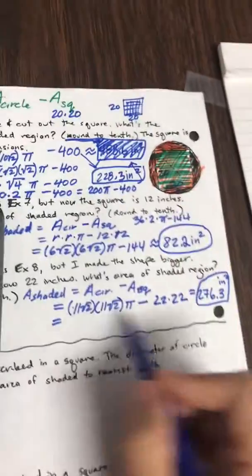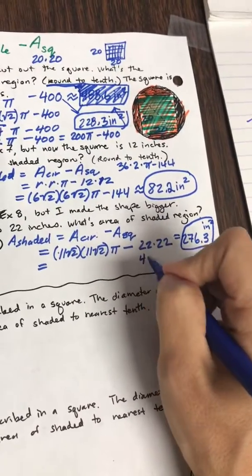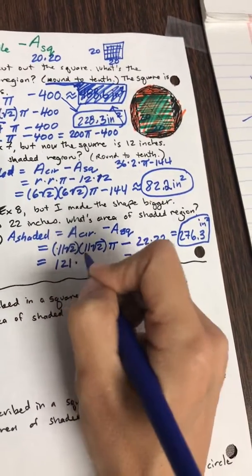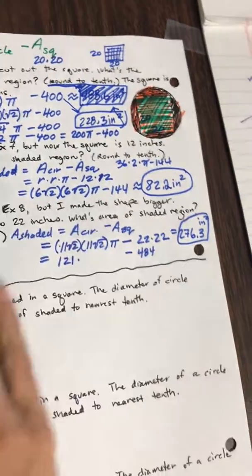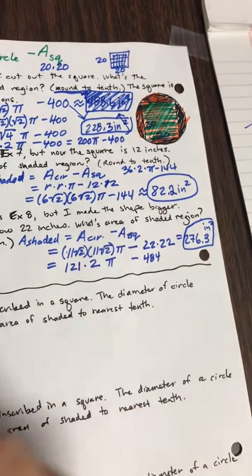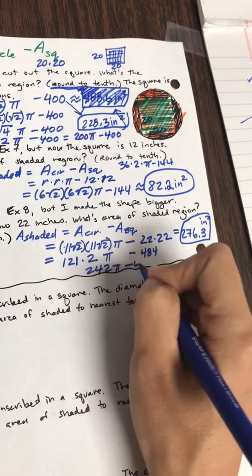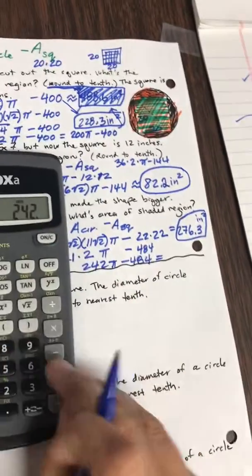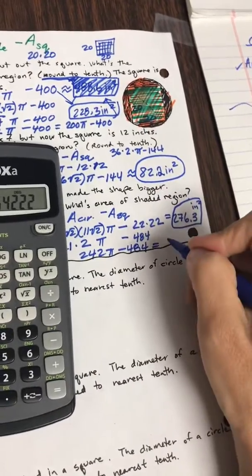All right, now I'd like to clean it up and double check my answer just to make sure everything went okay. So 22 times 22 is this. 11 times 11 is 121. The square root of 2 times the square root of 2 is the square root of 4. And remember, the square root of 4 is 2. Okay, so I could have just typed in this to my calculator. Let's double check we get the same answer. 242 times pi minus 484. Oh, same answer, yep.